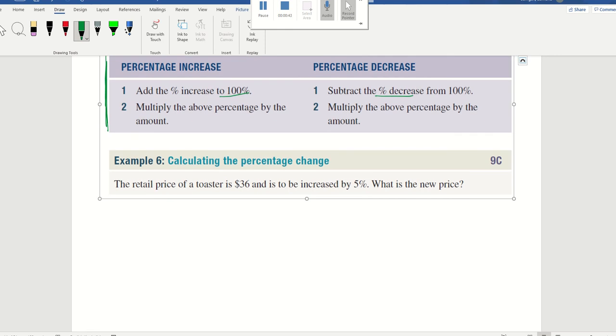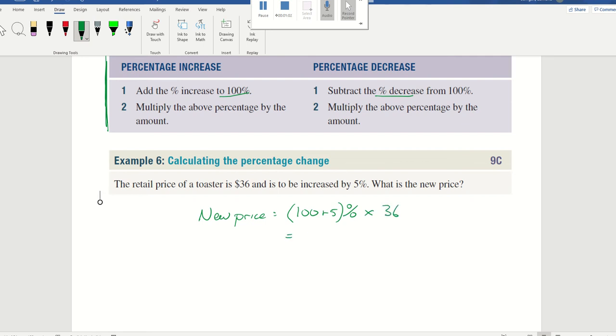Retail price of a toaster is to be increased by 5%. What is the new price? So new price, we are going to have 100 plus 5% times 36 equals 105 divided by 100 times 36, and that is going to come to $37.80.